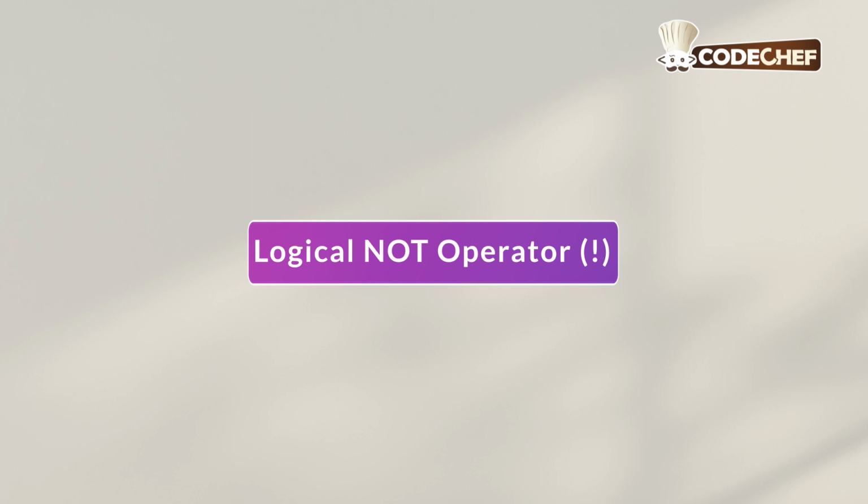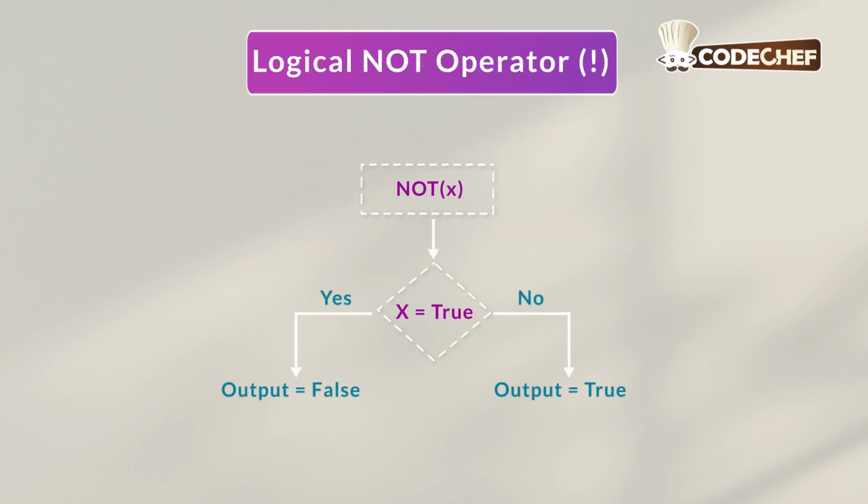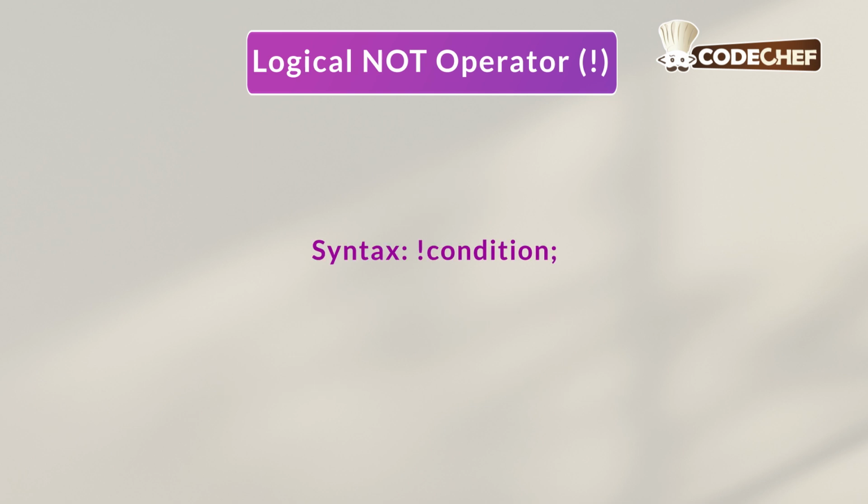Last but not the least is the logical NOT operator. The logical NOT operator is denoted by an exclamation mark in C++. It is a unary operator, which means it works on just one condition and it simply reverses the truth value, which means if a condition is true, it returns false, and if it is false, then it returns true. Having a look at the syntax, it is the exclamation mark or NOT operator, condition and semicolon. Let's go to the CodeChef platform to see how to use the logical NOT operator in C++.